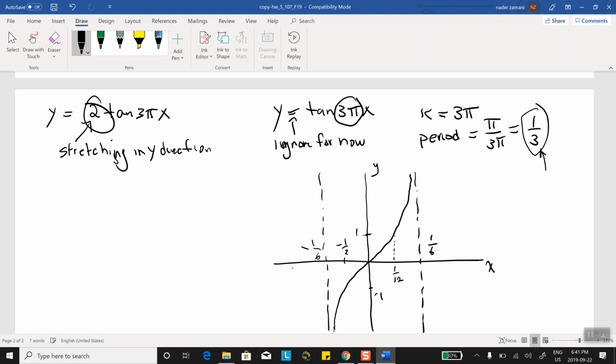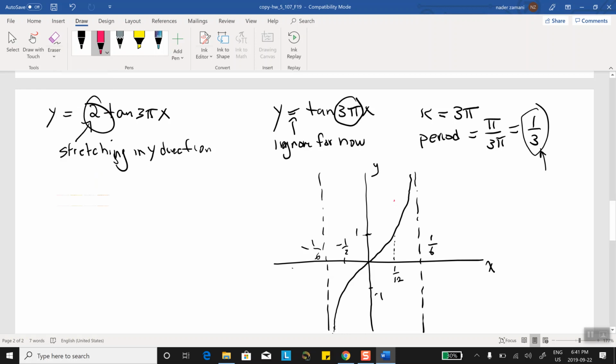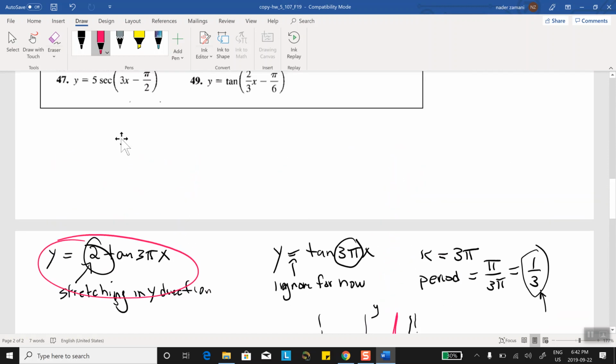Now, because we have a factor of 2 here, we're going to stretch everything by a factor of 2. So let me draw that as the red curve, the desired curve. So this height of 1 is going to go to height of 2. This height of minus 1 is going to go to minus 2. This is 0, doesn't go anywhere. So the graph of the thing that we want is going to go like this. So this is the graph of 2 times tangent of 3 pi x. Okay, let's do the next one.